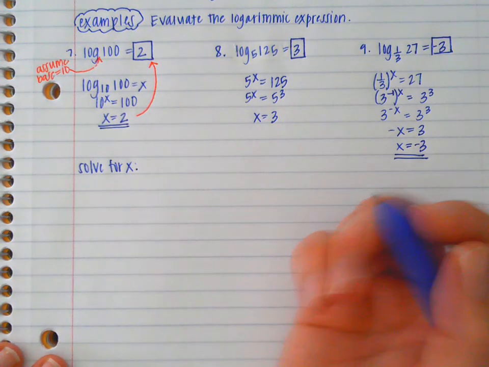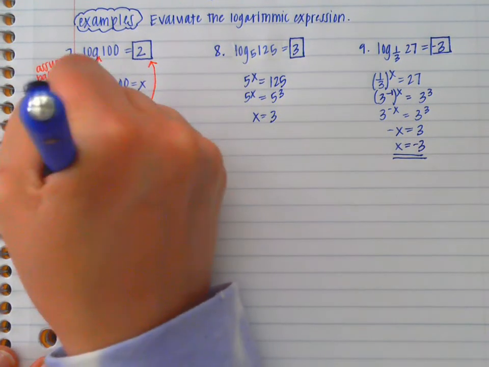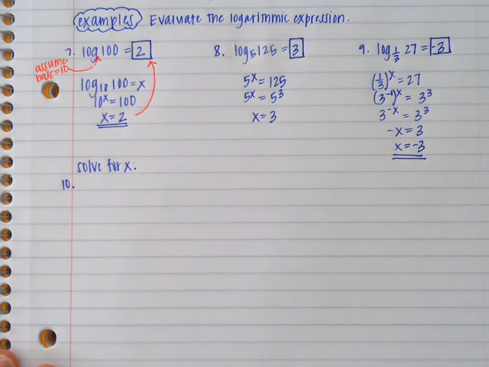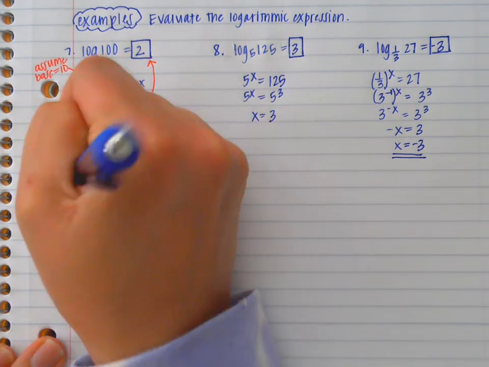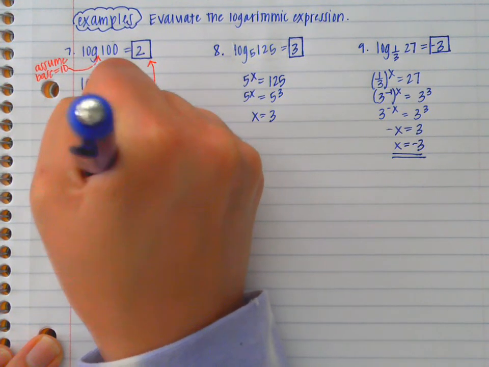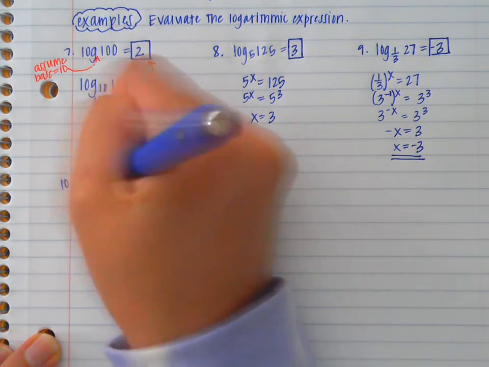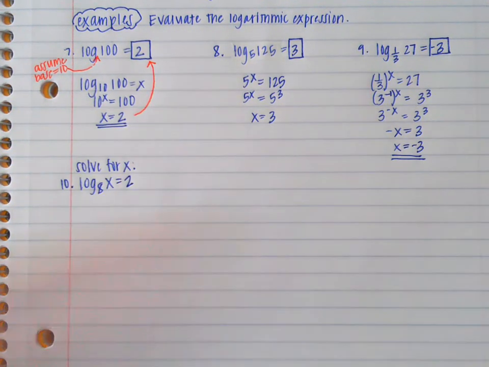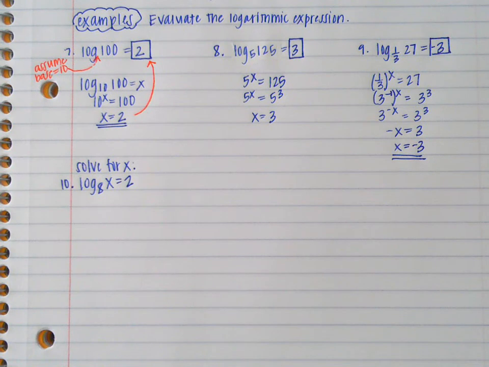And we're going to go on to 10. Okay, so if I gave you, let's see, log base 8 of x equals 2. And I said, okay, solve for x. Think about what would be your first plan of action that you would do to solve for this. And hopefully you're thinking, first, I would convert to exponential. And that is correct. I would convert this to exponential first to help me.